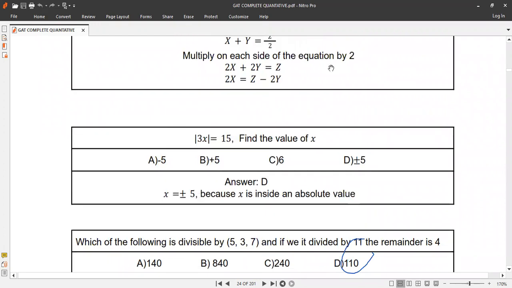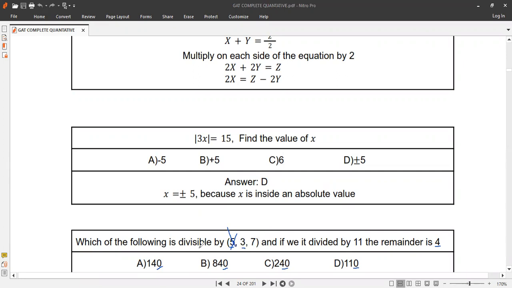Here, my friends, we need to use the divisibility rules: if the number is divisible by 5, 3, 7, and if we divide by 11, the remainder is 4. Very simple question. So first, I work on the easy ones. The easy one is 5, but in all of them the ones digit is 0, so all of them are divisible by 5. So I can't cancel anyone.